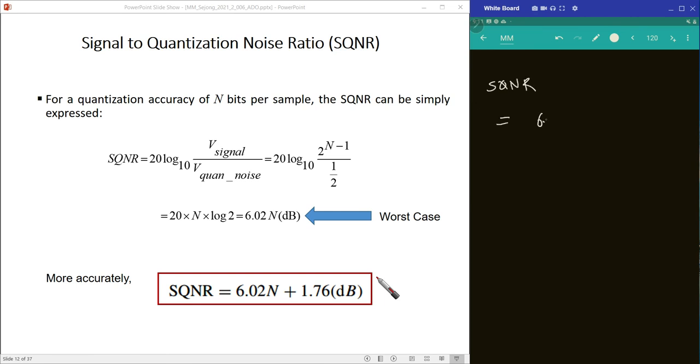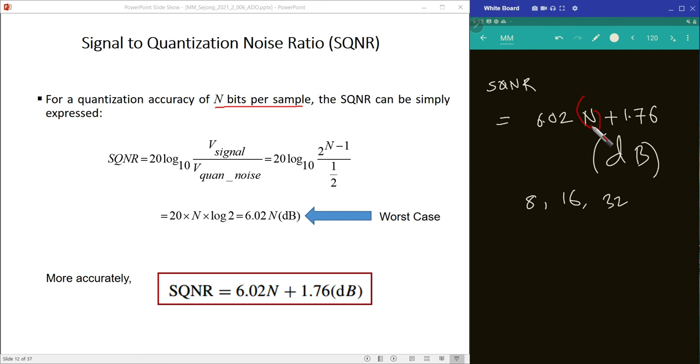That is 6.02 N plus 1.76, in dB scale. What is this N? This N says your ADC length, how many bits you assign for every sample. It might be 3-bit, 5-bit, but generally 8-bit, 16-bit or 32-bit, something like that. You know that.